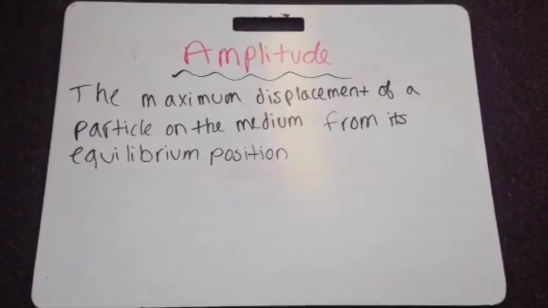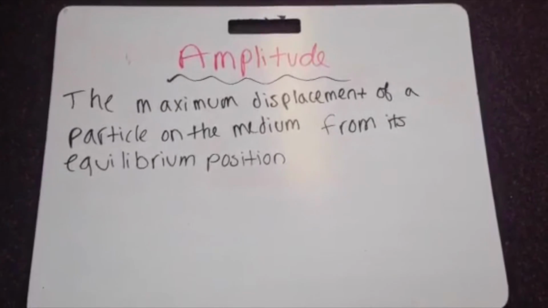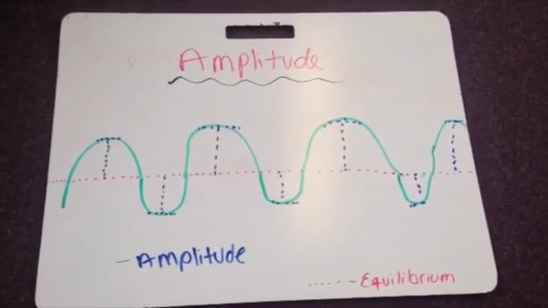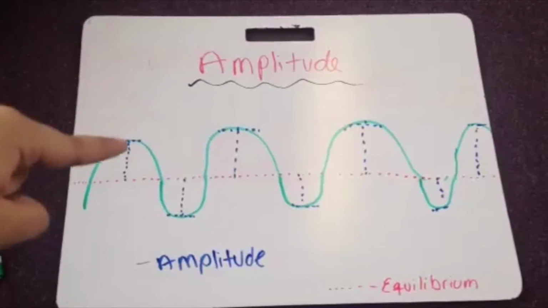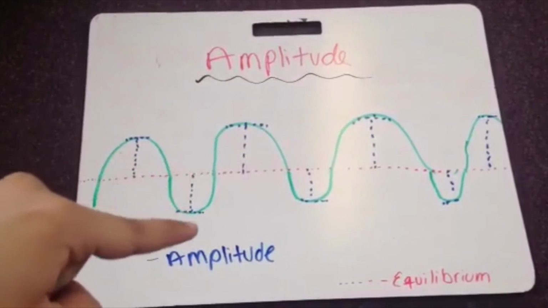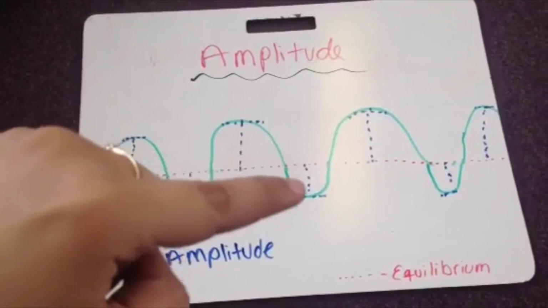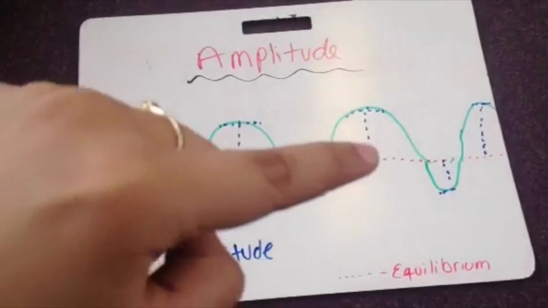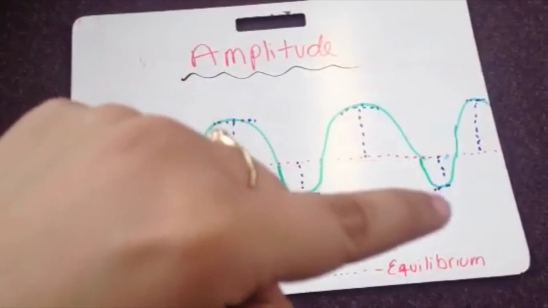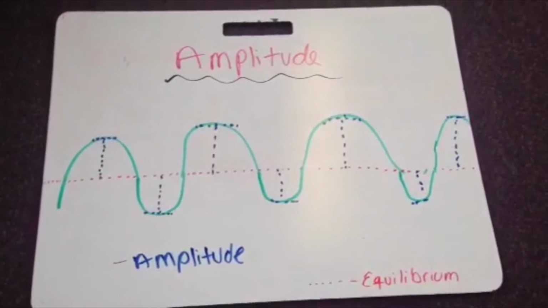Amplitude: the maximum displacement of a particle on the medium from its equilibrium position. Amplitude is the maximum displacement. So from here to here from the equilibrium position, here to here, and here to here all display the amplitude of the wave.